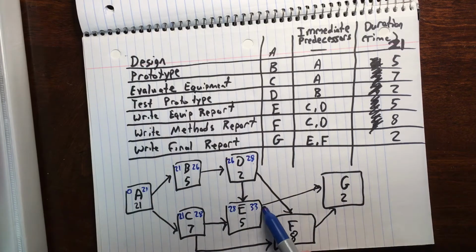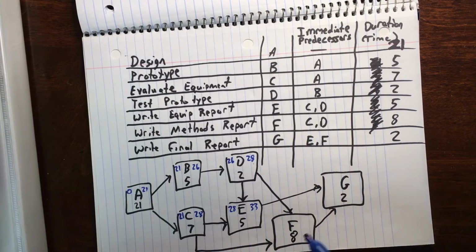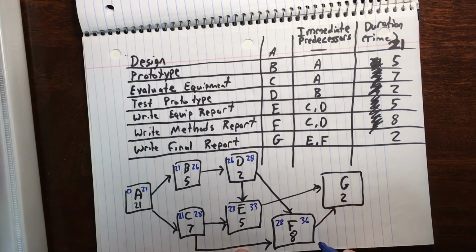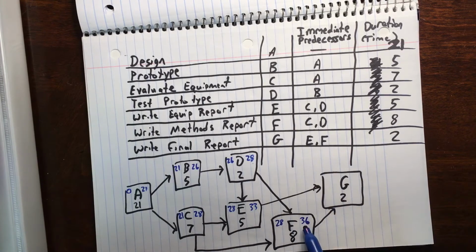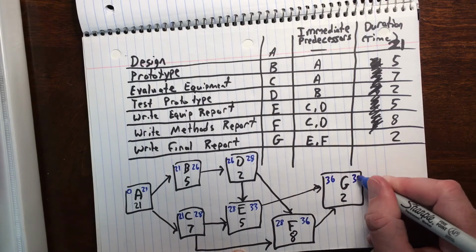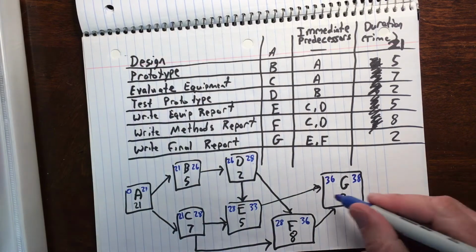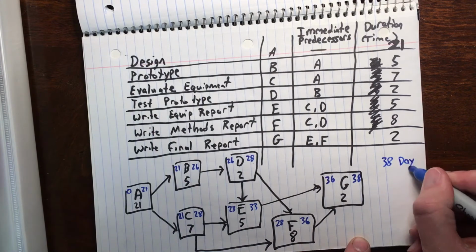I cannot simply put that 33 on G. I need to find out what F is first. F is going to be the later of also 28 or 28, which is 28, plus 8 is 36. Therefore, G would start on day 33 or day 36. Has to be day 36, because if both E and F are done, we have to wait till the latter is done. 36 plus 2 is 38. Our project right now is expected to be completed in 38 days.